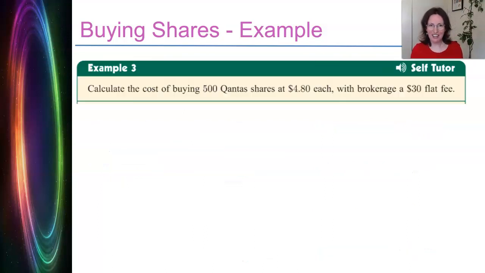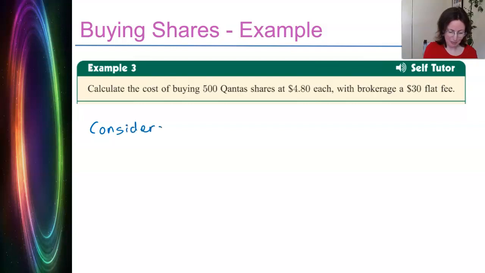All right, doing one together here. If we're asked to calculate the cost of buying 500 Qantas shares at $4.80 each with a brokerage of a $30 flat fee. So I wanted to do this example because sometimes it's a flat fee for the brokerage, not a percentage of. So now you will have seen one of each type. How do you set this out? Explain what you're doing at each step. The first step is the consideration.